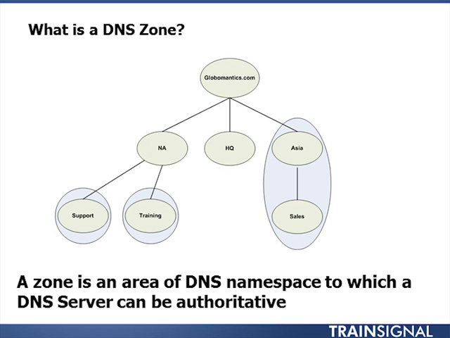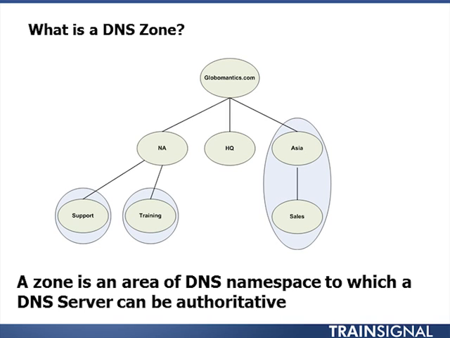Now, here's another term that I've been using that I promised we would get to, and that is the term zone. Okay, so what is a DNS zone? As I mentioned earlier, a zone is an area of DNS namespace. We talked about namespace earlier, but in this case, it's an actual entity on the server itself that makes that DNS server authoritative over that namespace.